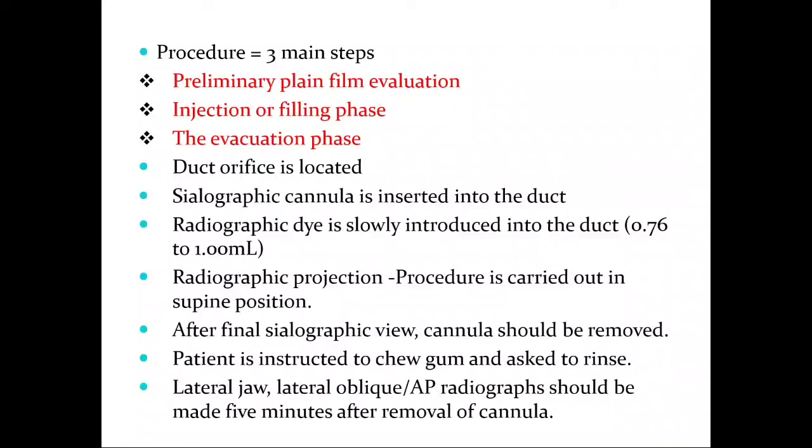And then secondly, in the filling phase, we ask the patient to consume the secretory stimulant for around 2 to 3 minutes, that is by asking them to suck a lemon wedge or so, and this helps to open the ducts for easy identification. Then next, in the ductal orifice itself we spray the topical anesthetic, and then the sialographic cannula is inserted into this duct.